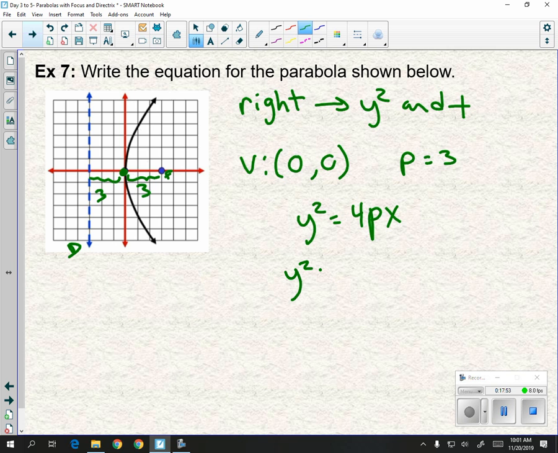We do not have to adjust the x and y because our vertex is at the center, and that means that there's no transformation going on. Our p-value is 3, and just simplify to write y squared equals 12x.